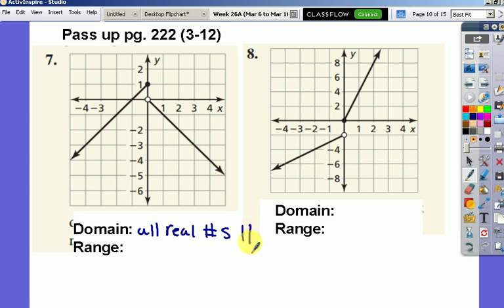Or you can do this little R thing. That means all real numbers. Okay.